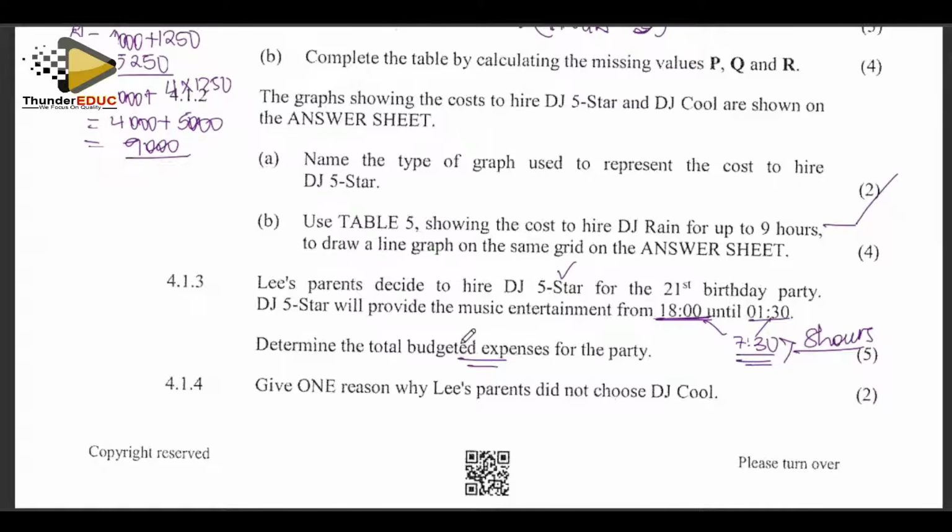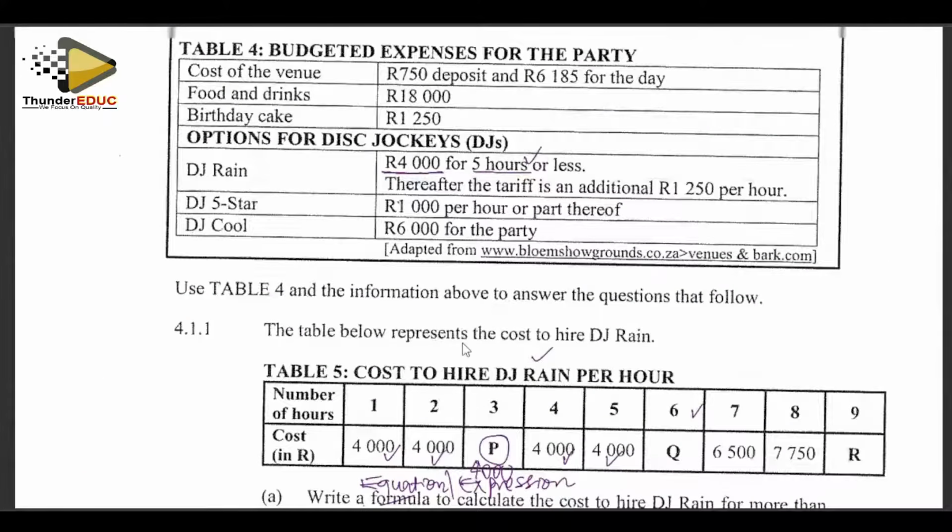Why? Because when you look at DJ 5 Star, he charges 1,000 per hour or part thereof. What does this simply mean? Should you only use 30 minutes, we'll charge 1,000. Should you use 1 hour and 20 minutes, we'll charge for 2 hours. If you exceed that 1 hour, whatever time you've exceeded, he counts it as another hour.